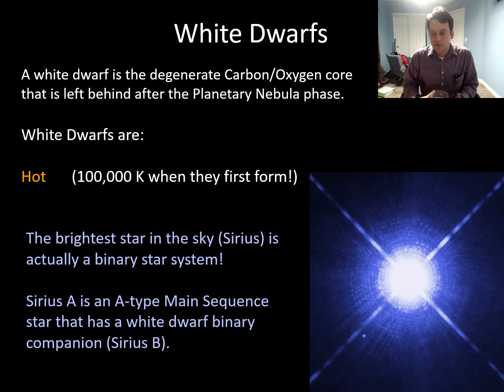The brightest star in the sky, as viewed from Earth, whose name happens to be Sirius, is actually a binary star system. It got named Sirius because it just looked like one dot, but then our telescopes got better, our resolution got better, and we found it's actually two things. It consists of an A-type main sequence star and a white dwarf binary companion, which are now known as Sirius A and Sirius B, respectively.